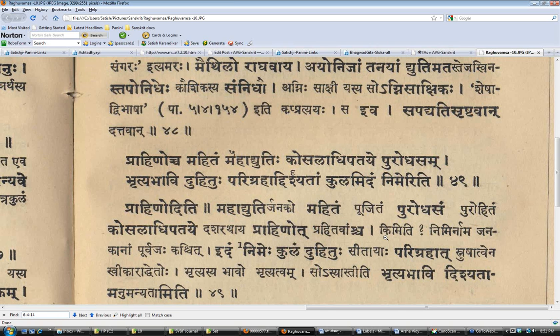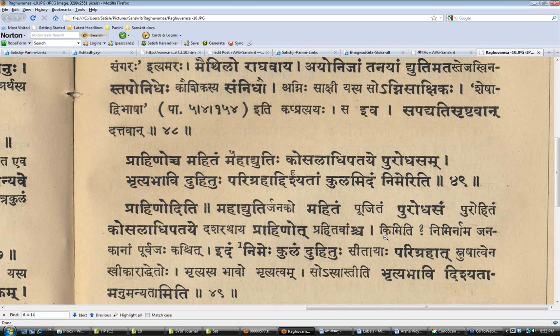Prahinot means prahitavan cha. The dhatu is hi, to send. This dhatu is not in the Gita, though it's not very uncommon, I should say. It's of course the fifth gana, Prahinot, with the upasarga pra. Okay. Kimiti, why did he send him? Kimiti means why.